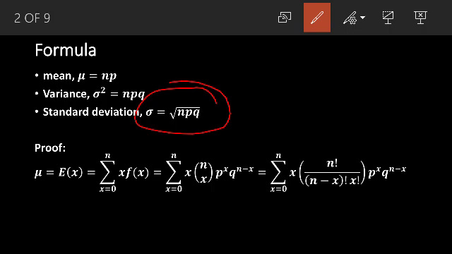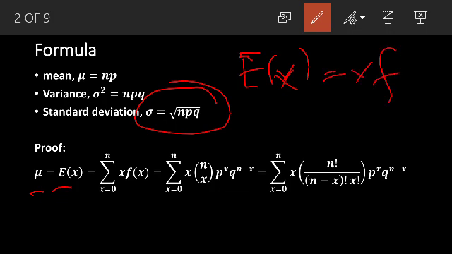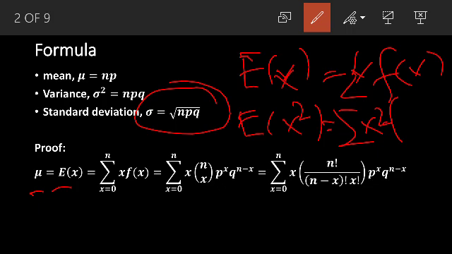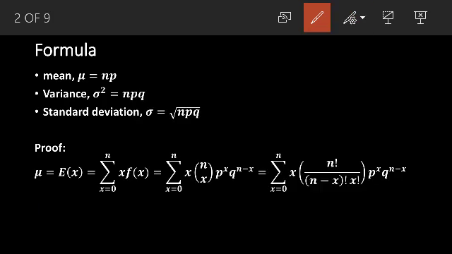We have the mean to be the expected value of x, and if you remember, the expected value of x, check our video on that, is equal to the summation of x times f of x. The expected value of, let's say, x squared is equal to the summation of x squared times f of x, and so on. So that's the general formula for expected value.